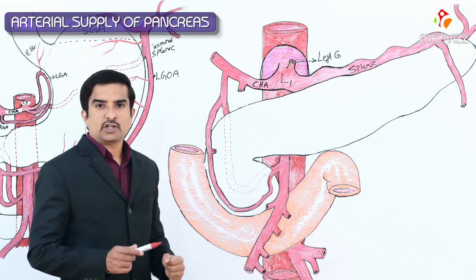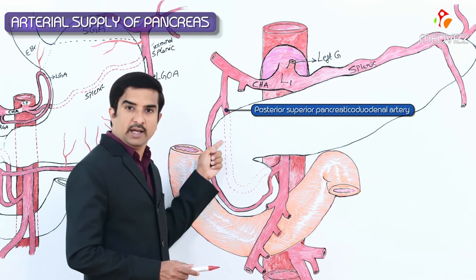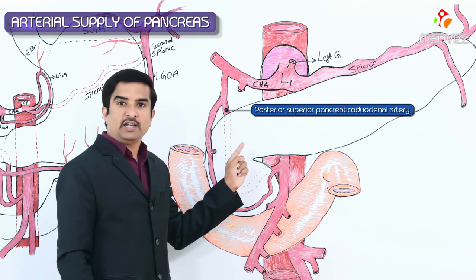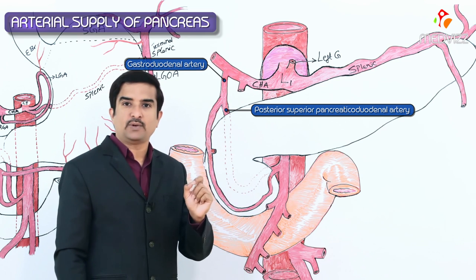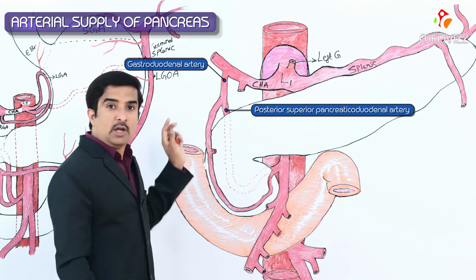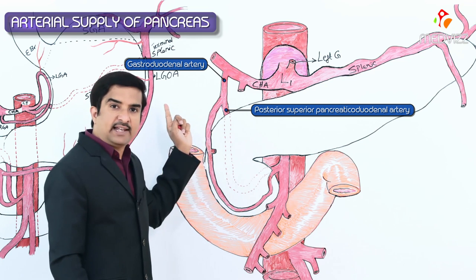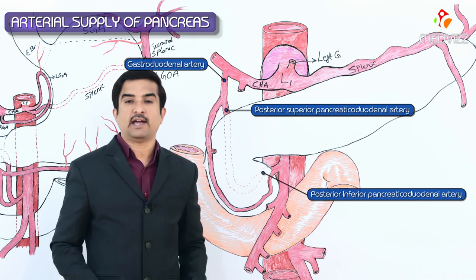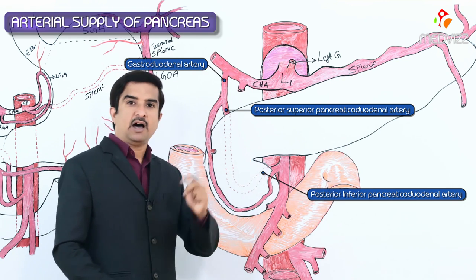So when we specifically talk about the posterior superior pancreaticoduodenal artery over here, this artery usually arises as the first branch of the gastroduodenal artery at the superior edge of the first part of the duodenum, where it gives branches to the duodenum, head of the pancreas as well as bile duct before anastomosing with the posterior inferior pancreaticoduodenal artery to form the posterior pancreaticoduodenal arcade.